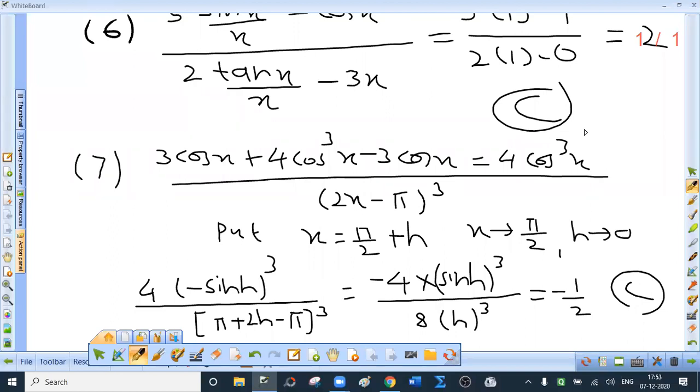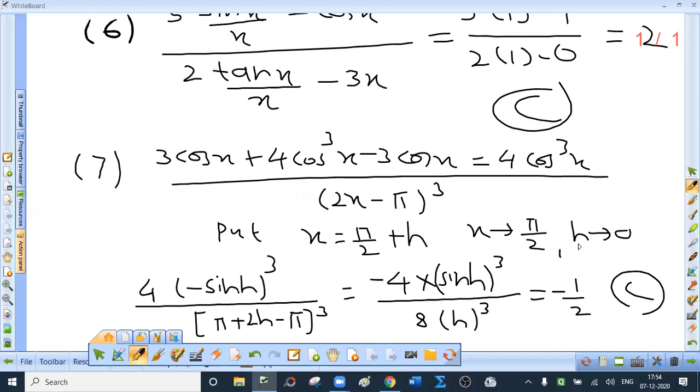Sum number 7, limit x tends to pi by 2, 3 cos x plus cos 3x upon (2x minus pi) cube. Before you substitute, use the formula for cos 3x, 4 cos cube x minus 3 cos x. So 3 cos x gets cancelled. What remains is 4 cos cube x upon cube of (2x minus pi). Put x equal to pi by 2 plus h, as x tends to pi by 2, h tends to 0.